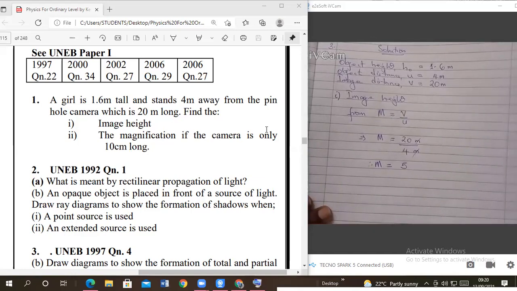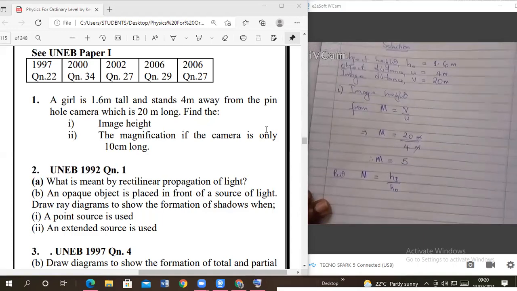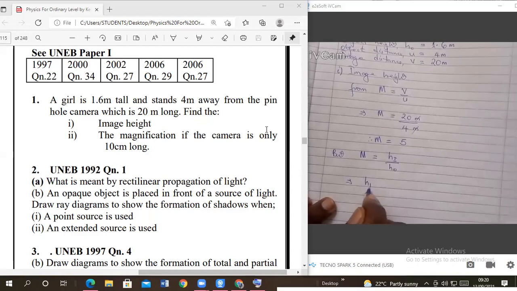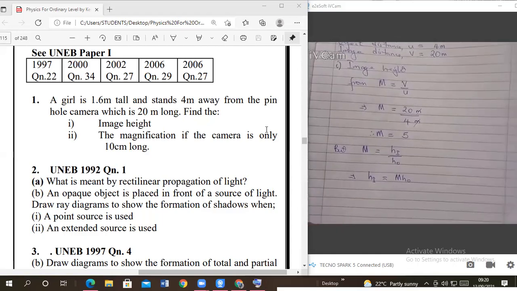So that's not what they're asking for. You come and say, but magnification also equals to HI over H naught. So it implies that our HI is equals to M times H naught, because we are looking for the image height.